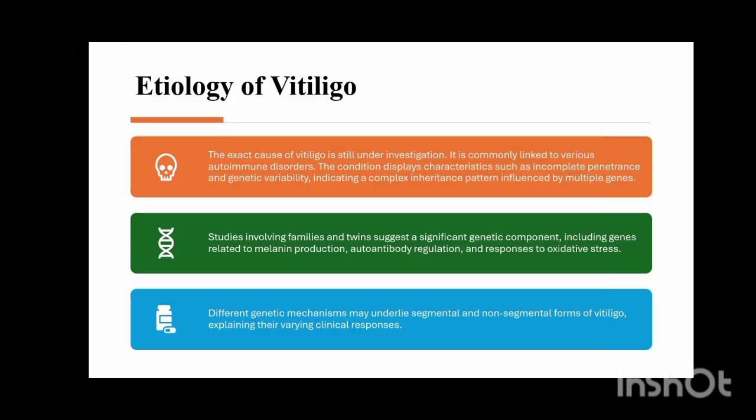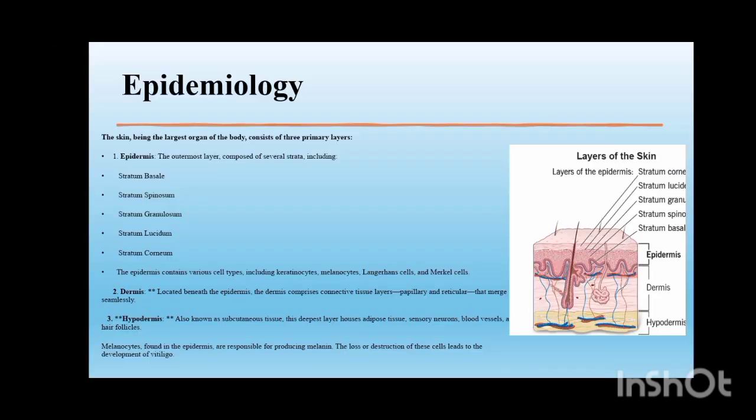Etiology of vitiligo. The exact cause of vitiligo is still unknown and is still under investigation. It is commonly linked with various autoimmune diseases. Studies involving families and twins suggest significant genetic components, including genes related to melanin production, autoantibody regulation, and responses to oxidative stress. Epidemiology. As vitiligo makes white patches on the skin, there are three layers of skin: epidermis, dermis, and hypodermis.